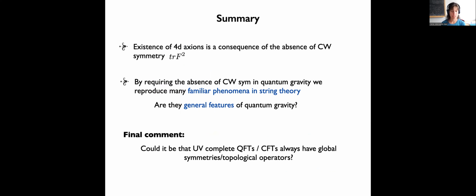So with this I finish, and I had also a final comment, something I'm thinking about, so I'm happy to discuss if you wish. We are wondering if the opposite is true, in the sense that we say that quantum gravity cannot have global symmetries. Could it be that UV complete QFTs, like CFTs, all have global symmetries, like topological operators? So there is a disconnected set of EFTs that can be UV completed either in quantum gravity or in CFTs. So far we have not found any counterexample, but it's something to think about. Thank you for your attention.